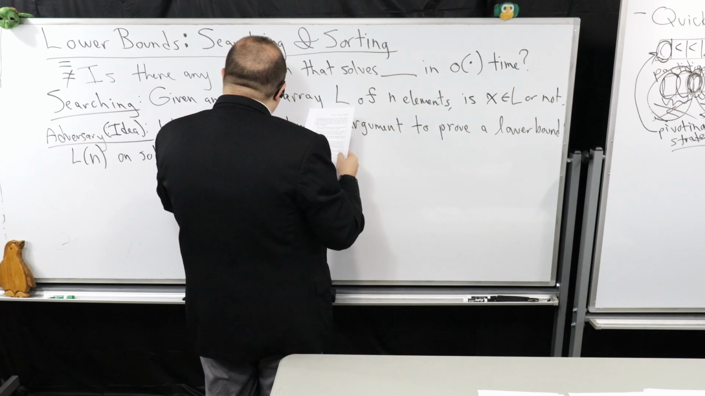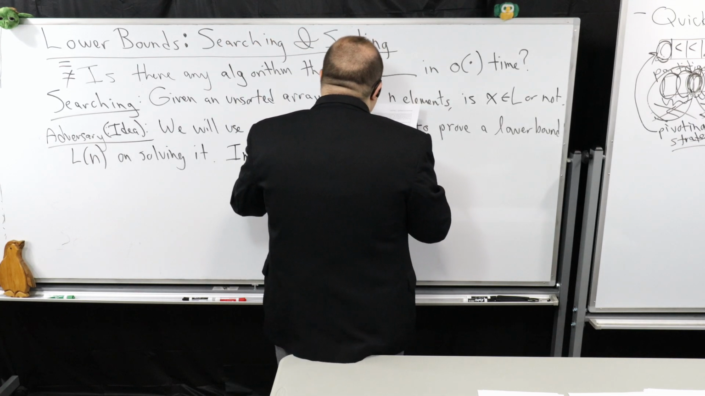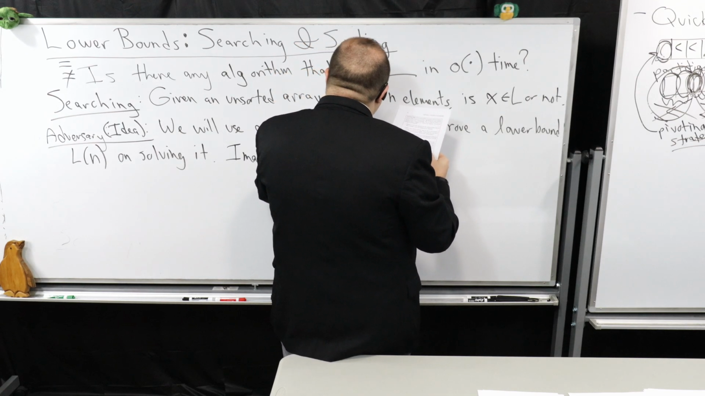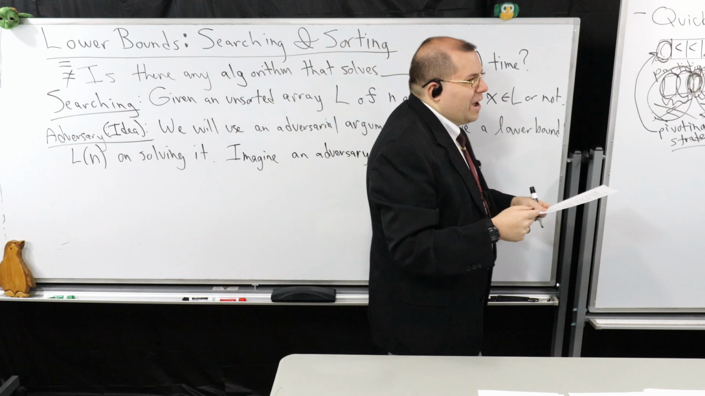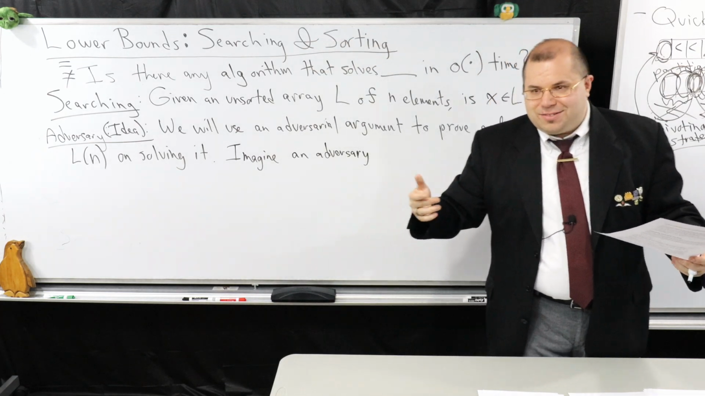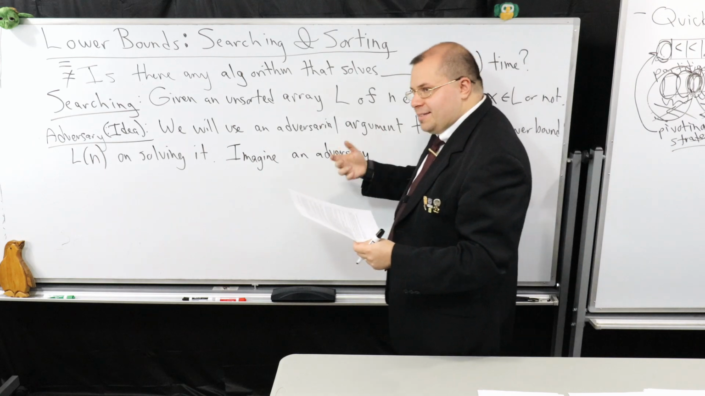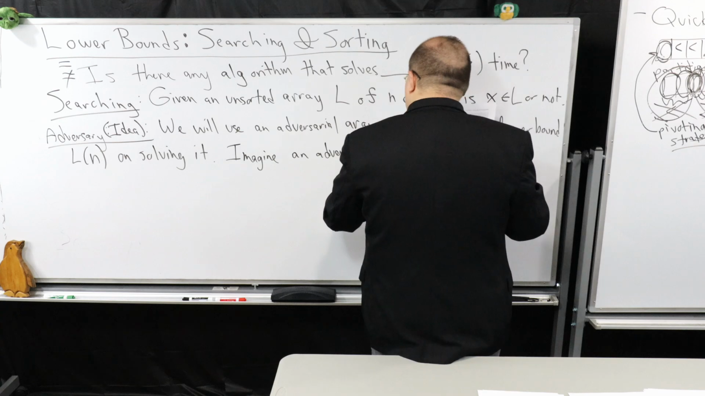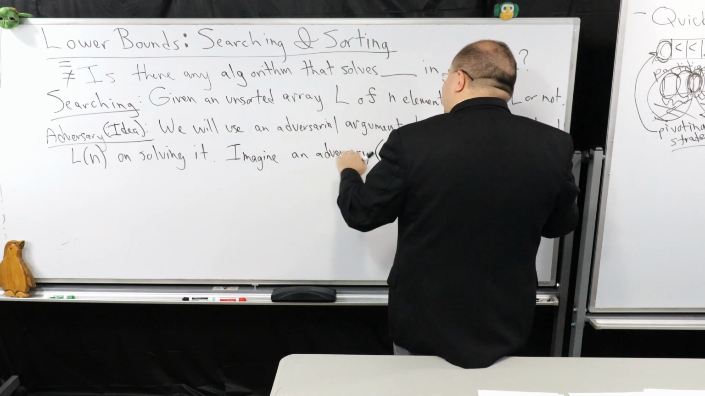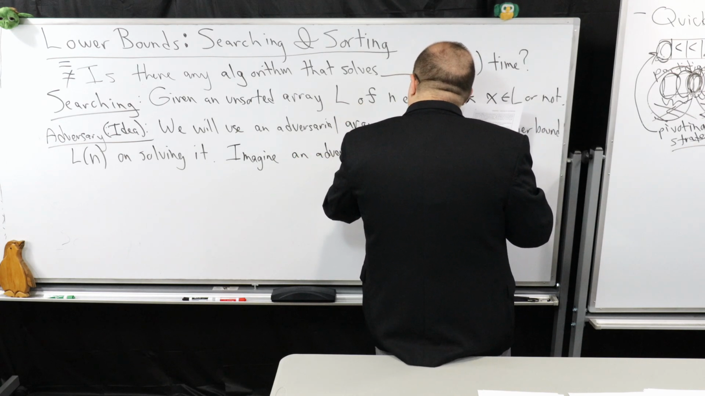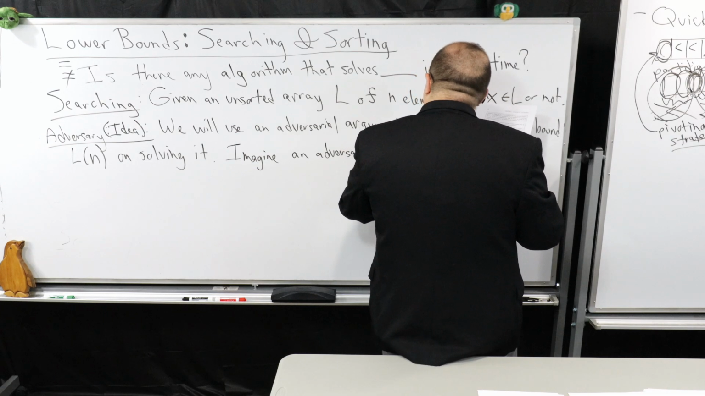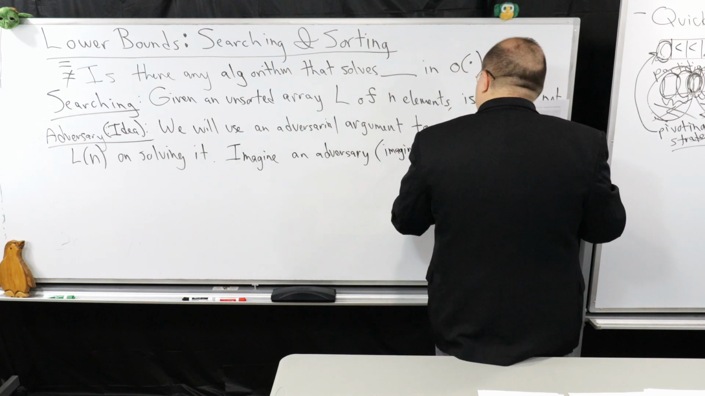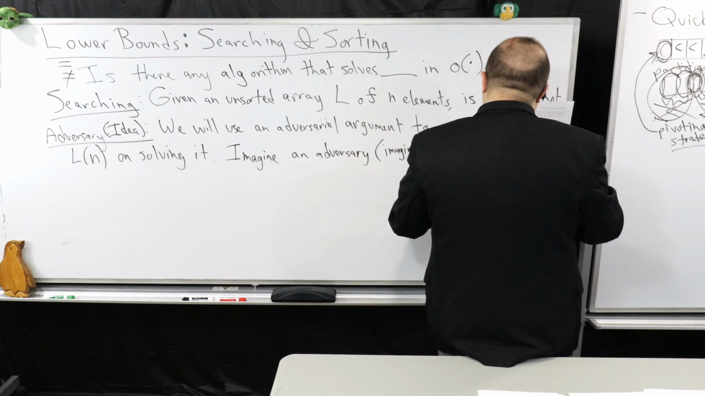I'm going to imagine an adversary. If you don't like the word adversary, think of an opponent that you're playing against. So I'm going to be drawing on an analogy of playing a guessing game. And I must stress that this adversary is an intuition. This is imaginary. And we use this adversary for the argument.